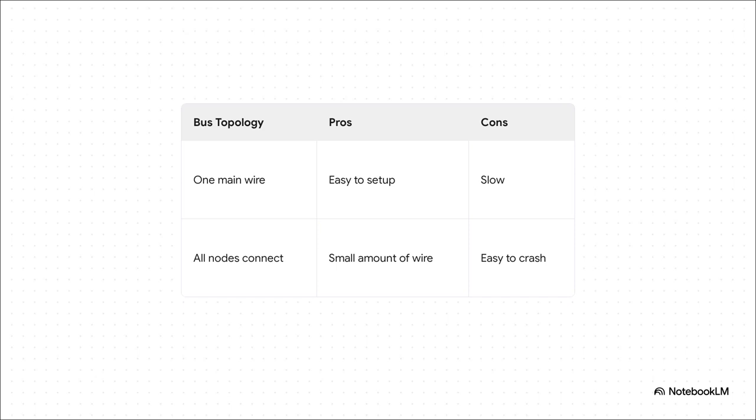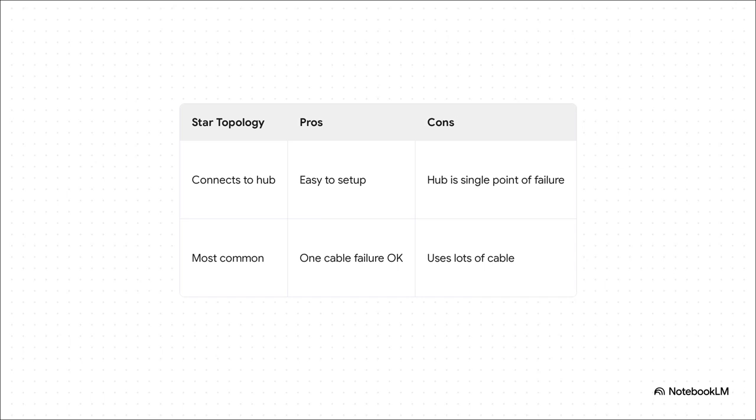Just picture one main road, and every single computer is just a stop along that road. All the data travels up and down this one cable. Now, it's really simple and cheap to set up, and this is a big but, it has a huge weakness. If that main cable breaks anywhere, the entire network goes down. Game over.